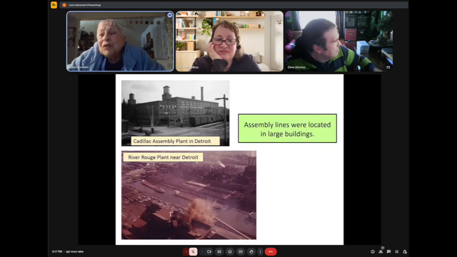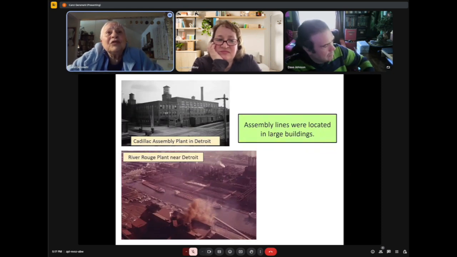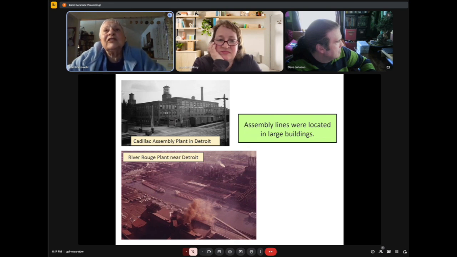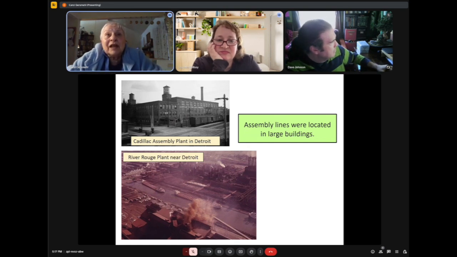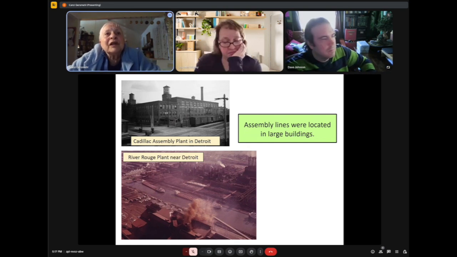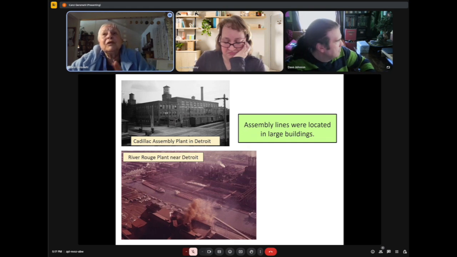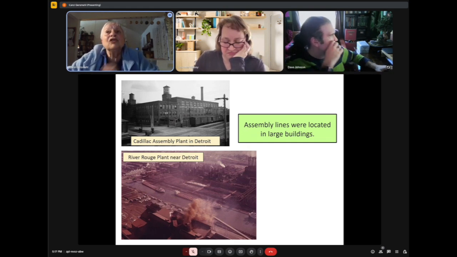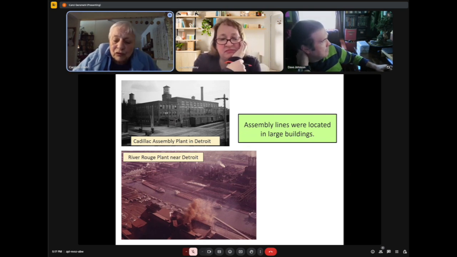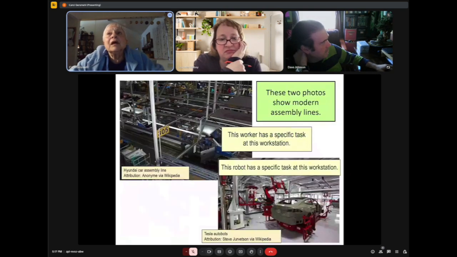They needed really huge buildings to do this. This is an example of a Cadillac plant factory in Detroit. One of the biggest plants was actually a whole huge series of dozens and dozens of buildings and huge buildings on the Rouge River. This was a Ford plant.